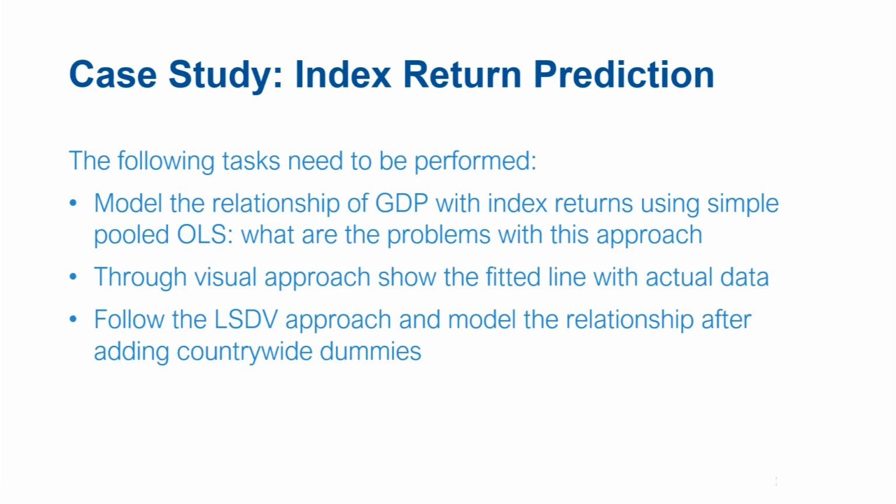We'll try to model the relationship of GDP with broad market-wide index returns, first using simple pooled OLS, and we'll try to infer what are the problems with this kind of approach. First, through a visual approach, we'll see how the fitted line appears vis-a-vis actual data. Then we'll follow the least square dummy variable or LSDV model approach and model this relationship between GDP and index returns after adding country-wise dummies.